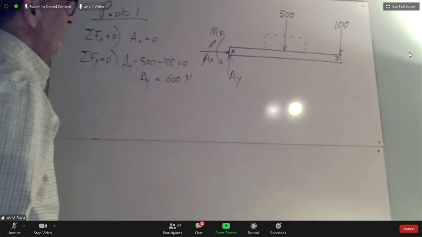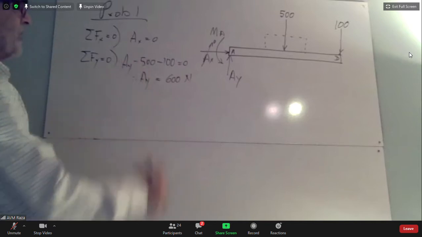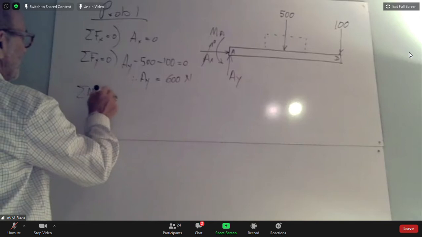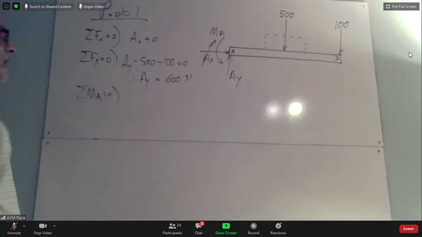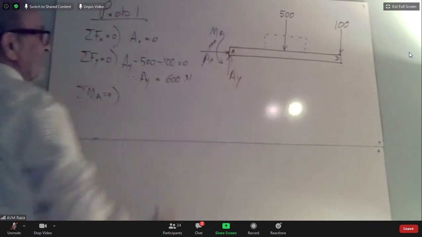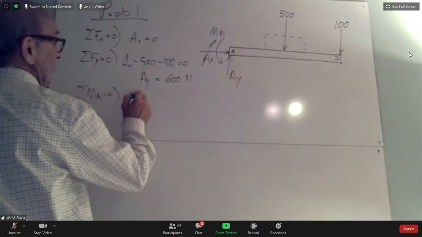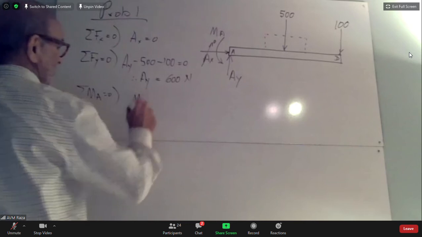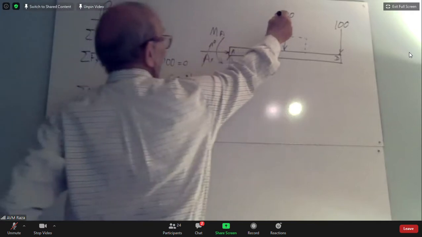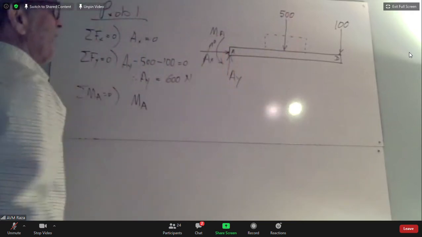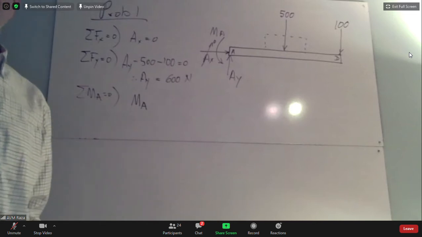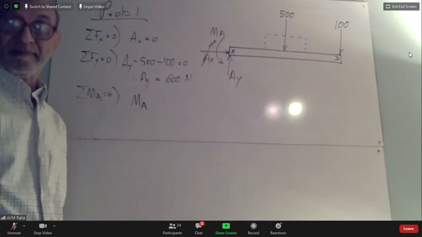What about MA? To find MA, we can take moments at A. If we do that, sum of moments at A equal to 0, will get me what? The first moment is MA itself, and this is a counterclockwise moment as I have shown it. So this will be positive. I'm going to keep it positive. And then the next one would be due to the 500 force. What will be the value of that moment? 500 times the moment arm. What's the moment arm for 500? Anybody?